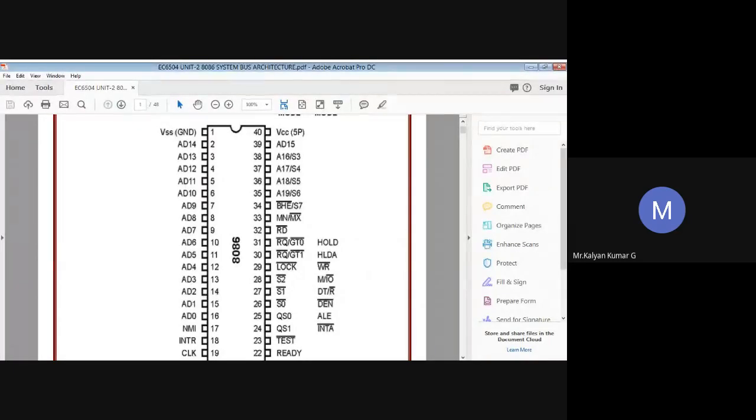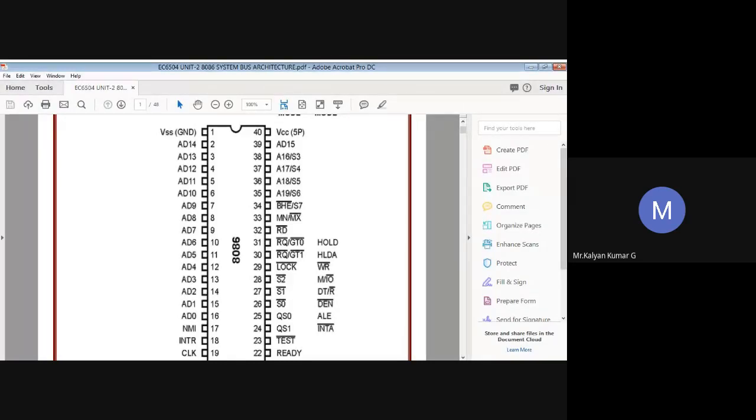So the status signals we just saw are mainly used by the 8288 bus controller. I hope you remember, in maximum mode we have a bus controller to take care of all these control signals, manufactured by Intel, the 8288 bus controller. It will generate the corresponding bus timing and control signals.